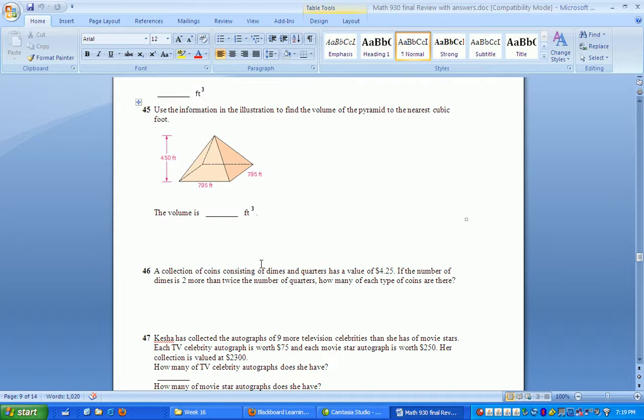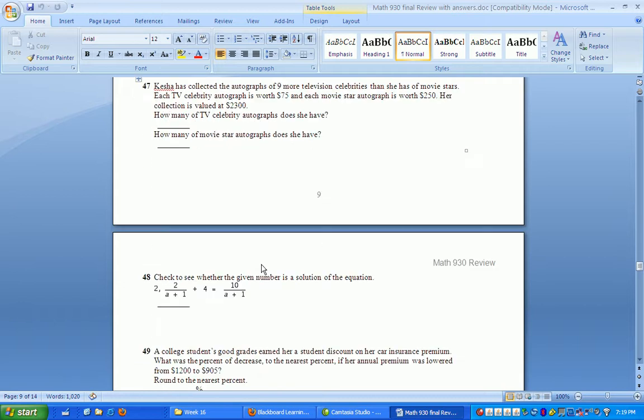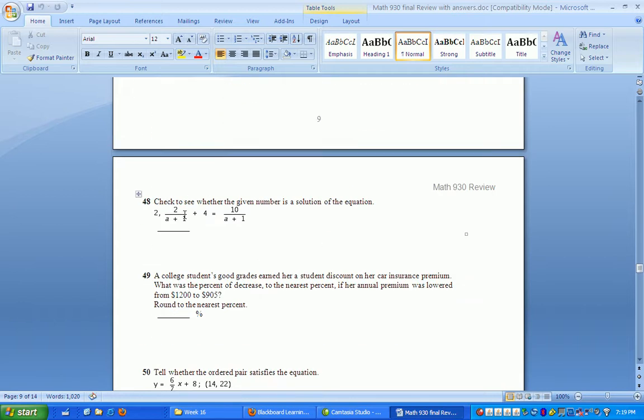Checking to see if something is a solution. Plug the value into the variables as it shows, and then see if the two sides of the equal sign match each other. If they do, it's a solution. If they don't, then it doesn't make sense and it's not a solution. More word problems, and that's about it.